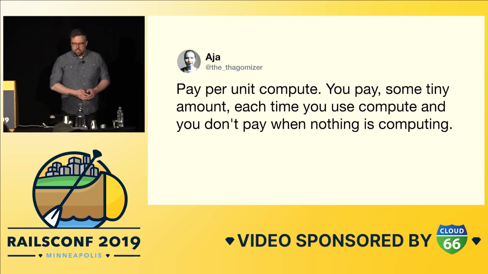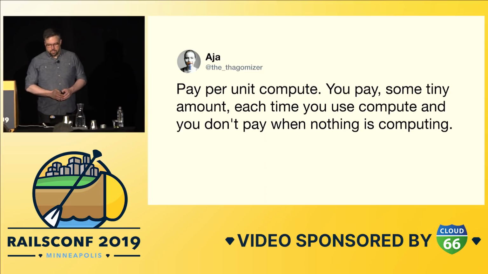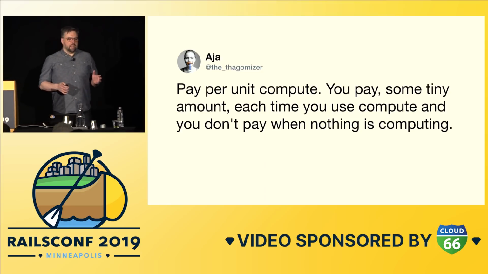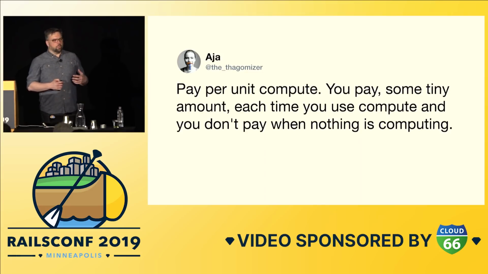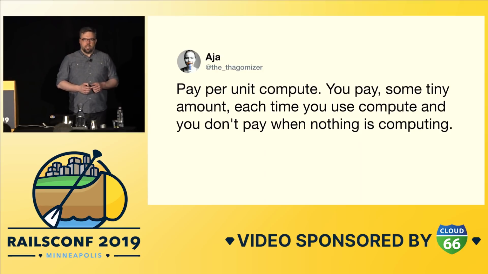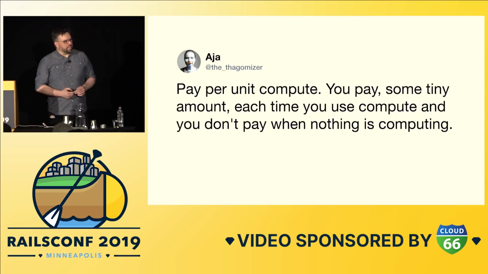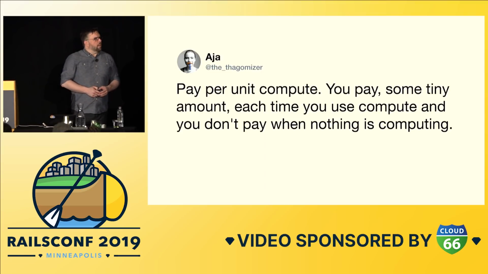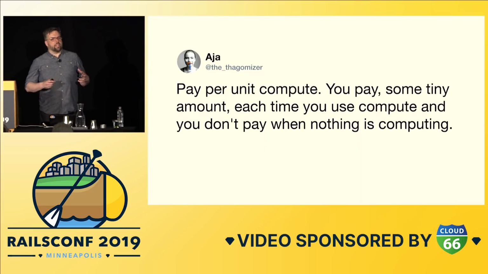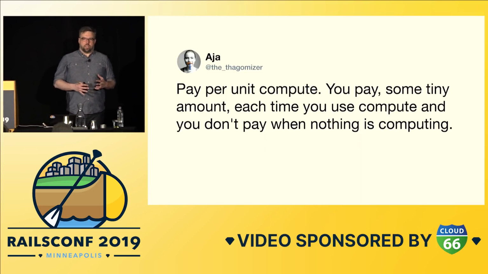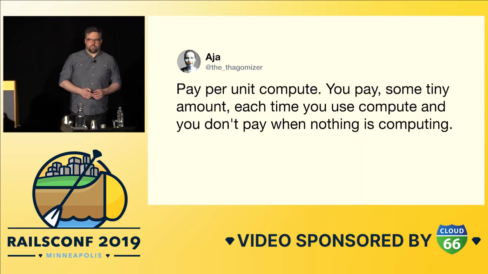Aja, who some of you know, said, pay per unit compute. You pay some tiny amount each time you use compute, and then you don't pay when nothing's computing. At Google, we talk about this in terms of scale to zero. I don't know if that's an industry standard term or just a term that we like to use. You might consider it pay as you go or whatever. To me, this is interesting because it has the potential to be a revolution in the way that we think about cloud compute resources, in the same way that EC2 and cloud VMs were 14 years ago.